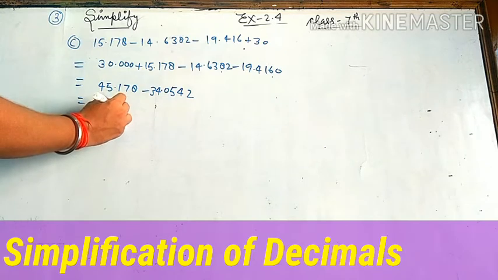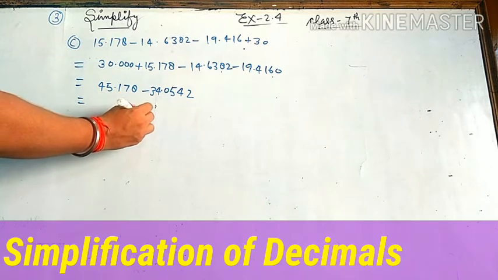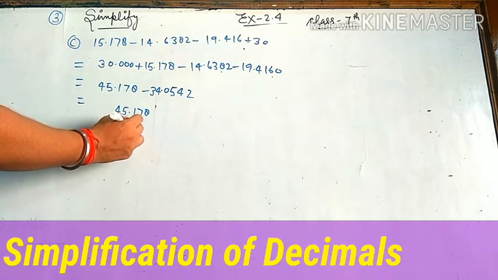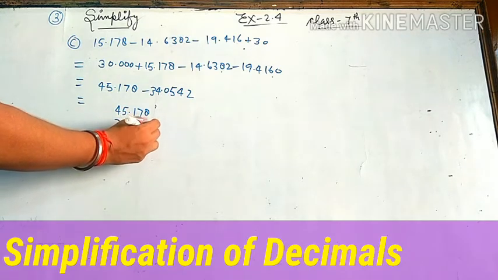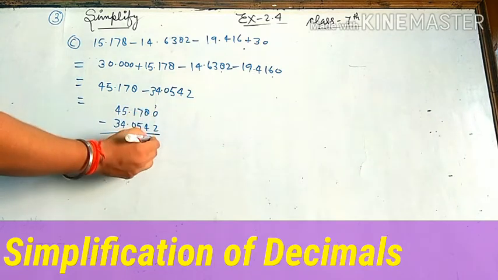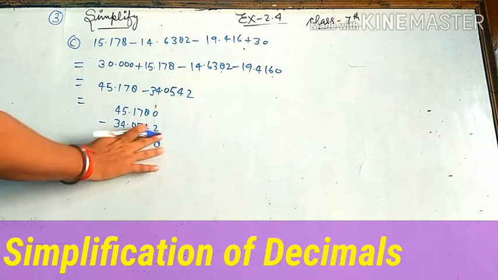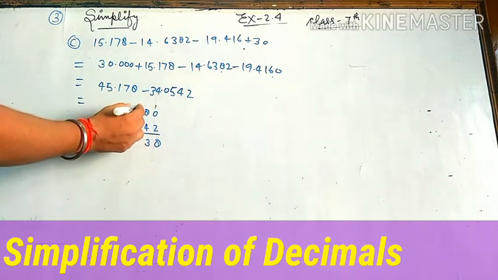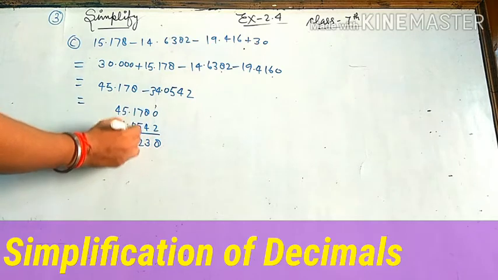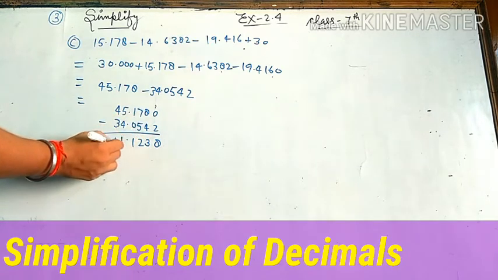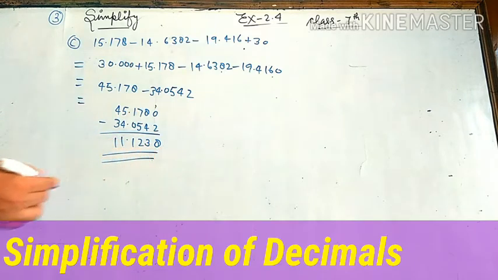Now subtract 45.178 and 34.0542. 10 we can increase and subtract. 10 minus 2, 8, 7 minus 4, 3, 7 minus 5, 2, 1 minus 0, 1, 5 minus 4, 1, 4 minus 3, 1. So this is your simplified answer. Understand?